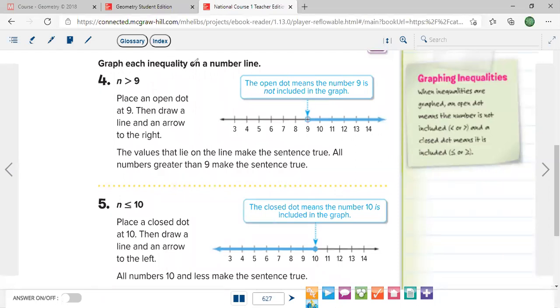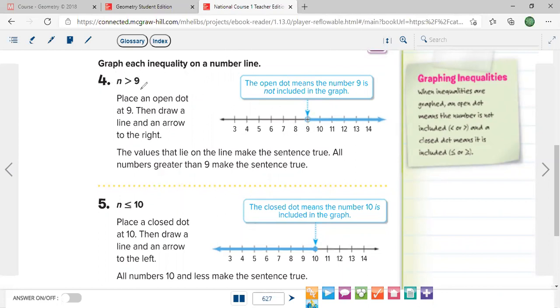Graph each inequality on the number line. N is greater than 9 on the number line. Here is 9. And exactly at 9, we put an open circle. If it has an or equal sign, we put a closed circle, like you can see. This is an open circle because we don't have an or equal sign. This is a closed circle because here we have an or equal sign.